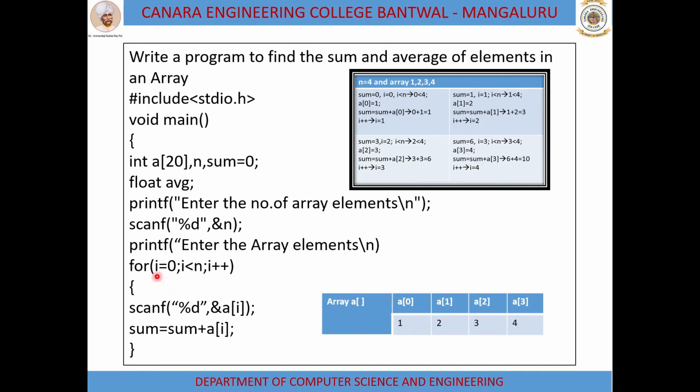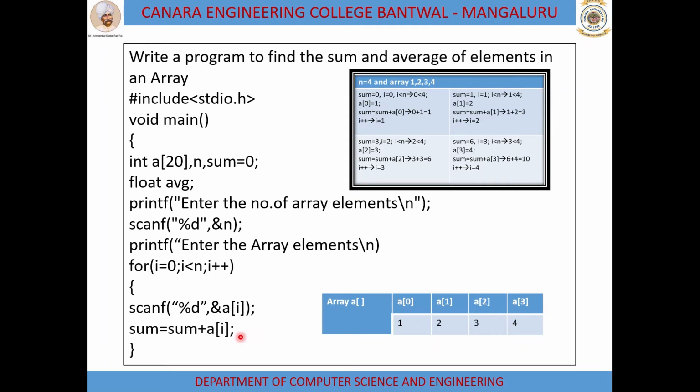Now I have to accept the array elements one by one. So I made use of the for loop, for I equal to 0, I is less than n, I plus plus. It will start from 0 and go up to 3: 0, 1, 2, 3. So totally 4 numbers I am going to store in the array A of I. Either I can calculate the sum later once I accept the array elements, or incrementally as and when I accept the array elements. So I'm computing the sum here itself.